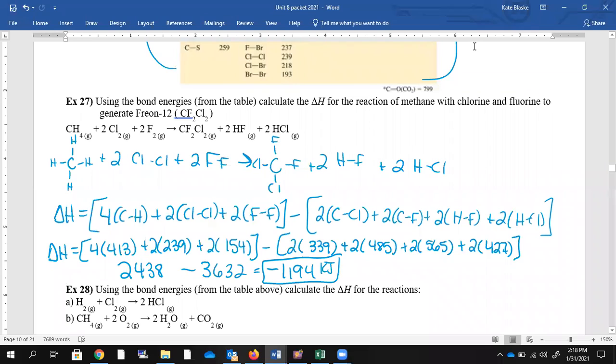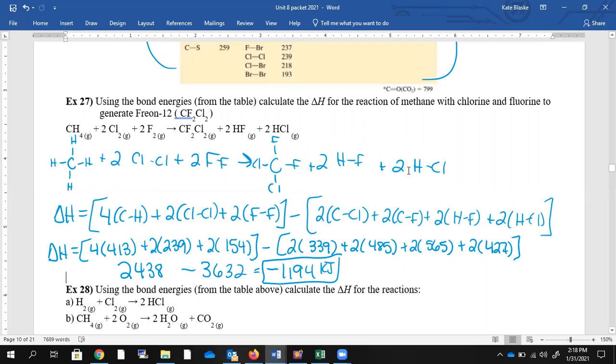All right, for example 27, I got an answer of negative 1,194 kilojoules. So looking at the structures, I have 4 carbon-hydrogen bonds in CH4. Then I got 2 chlorine-chlorine bonds, 2 fluorine-fluorine bonds for my reactants, and then for my products, in the Freon, I've got 2 carbon-chlorine bonds and 2 carbon-fluorine bonds, then 2 hydrogen-fluorine bonds and 2 hydrogen-chlorine bonds.